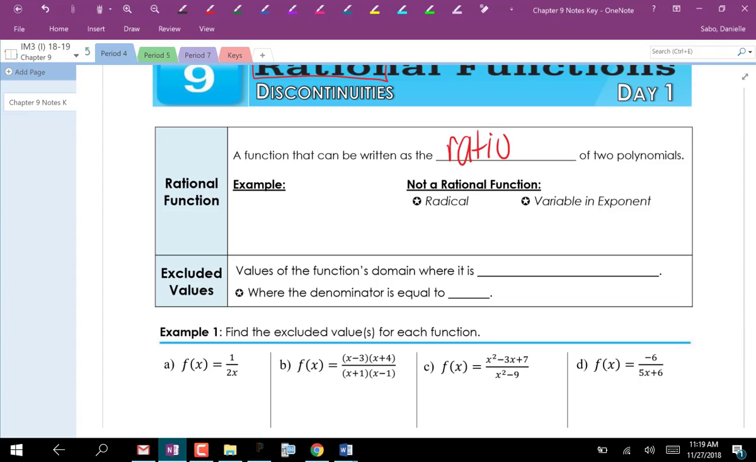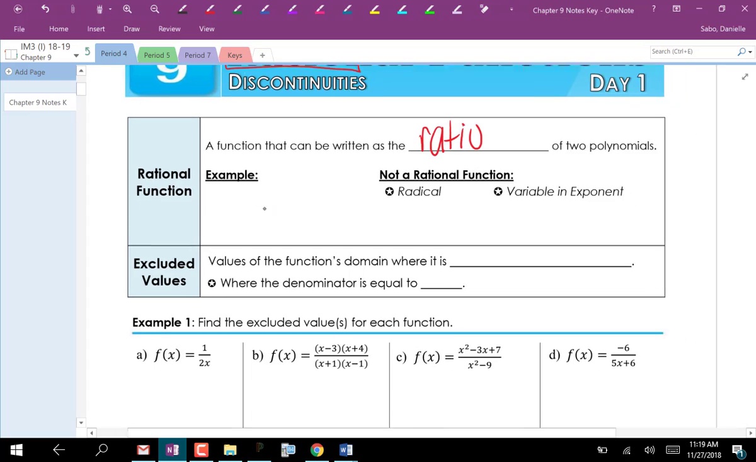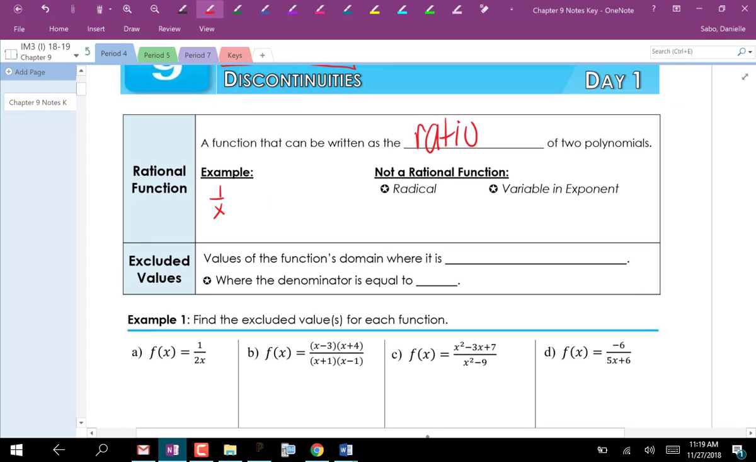So some examples are something like this. 1 over x could be an example. You can see it's a ratio or a fraction of some sort, if you want to think of a fraction instead of a ratio. It could be something as simple as 3x squared. Yeah, it doesn't look like a fraction, but technically it's over 1. And then this one could be something like x plus 5 over x plus 1. So those are some pretty good examples of what it means to be a rational function.